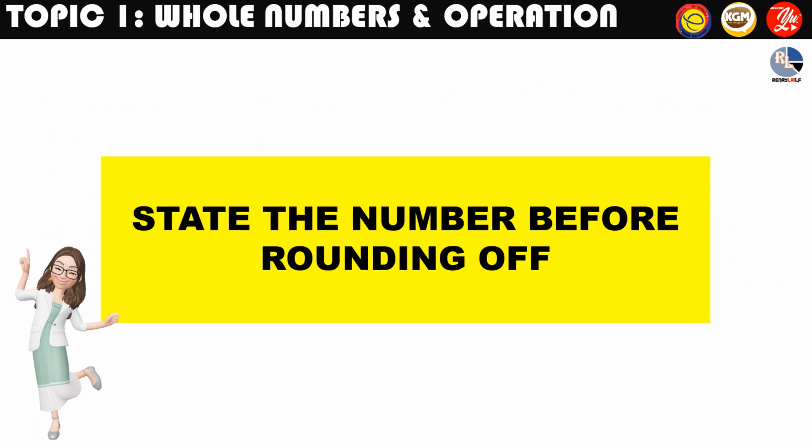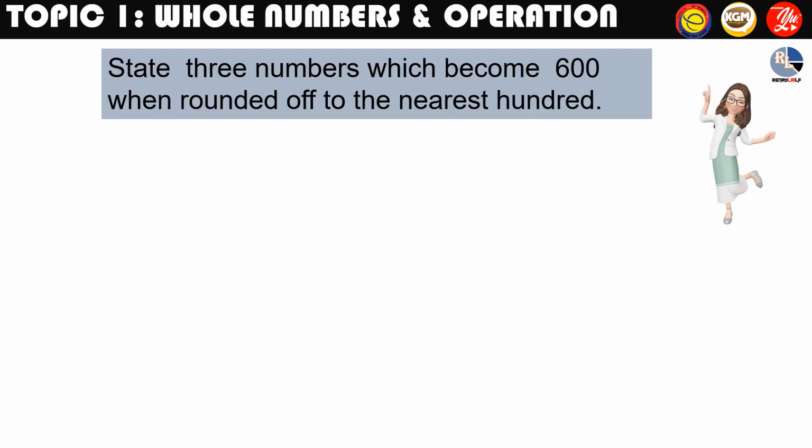Alright, we're at the second part of the topic today. That is, state the number before rounding off. Alright, let's look at this question. State 3 numbers which become 600 when rounding off to the nearest hundred. Alright, now we have the number 600.